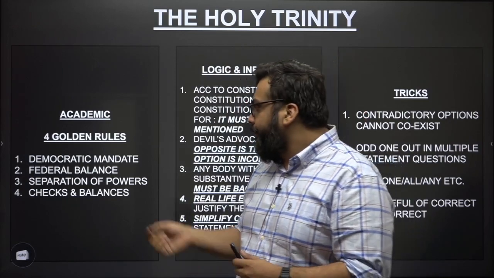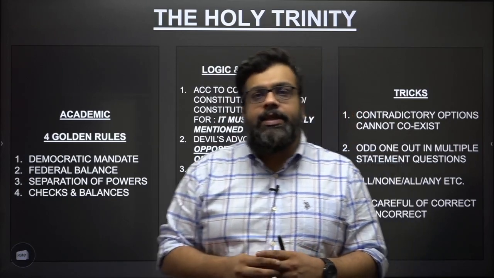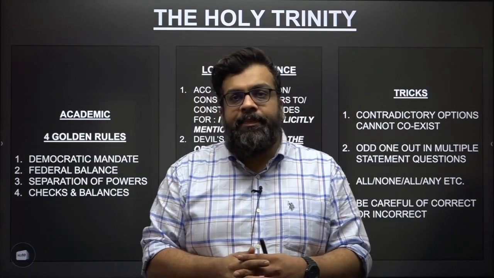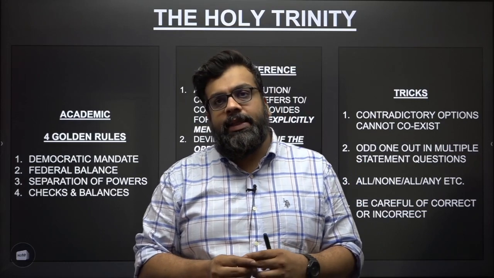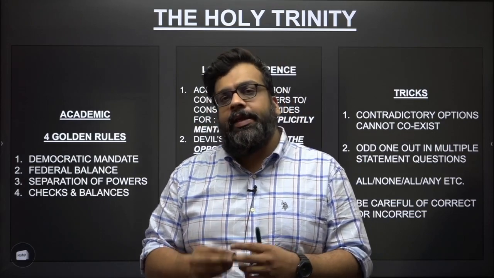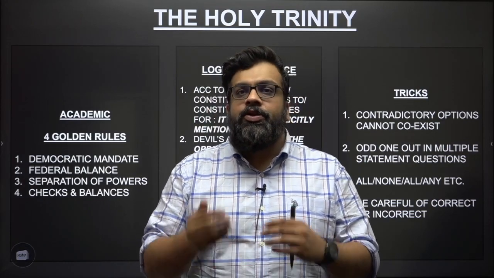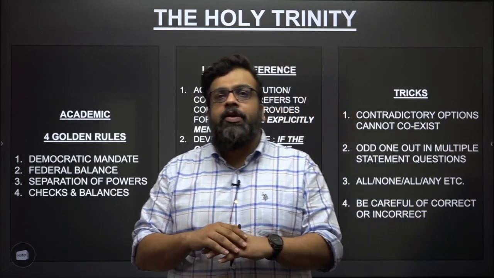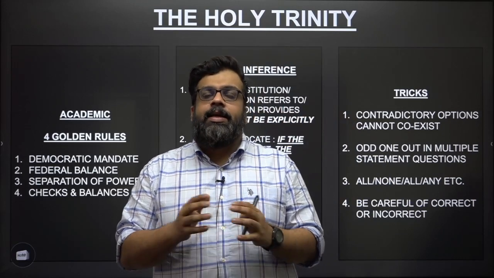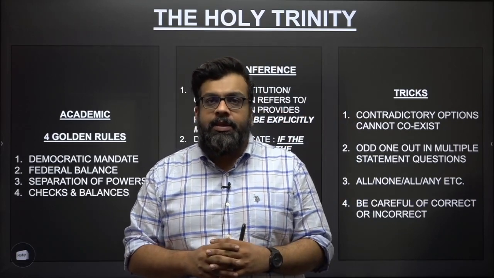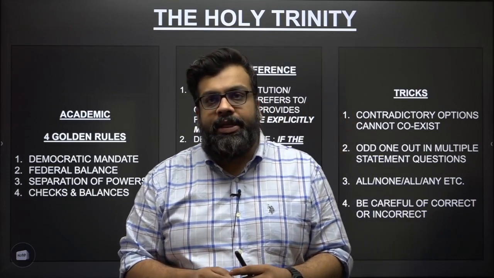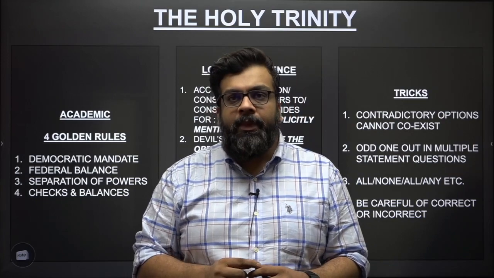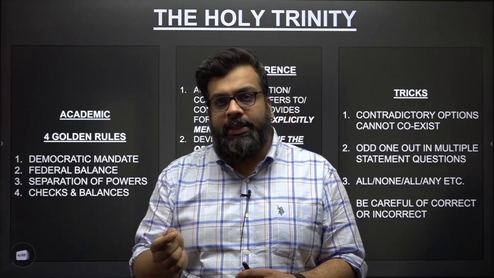Rule number 2, federal balance. This contains two parts. First, the center is stronger than the states, and whenever the center is stronger than the states, the states are going to be given a hollow appeasement to sort of neutralize the process. For example, the states play no role whatsoever in territorial changes that are carried out. In fact, any territorial change can only be carried out by the parliament through a law. Now, this means the center is stronger than the states.